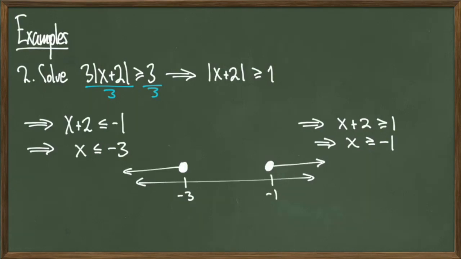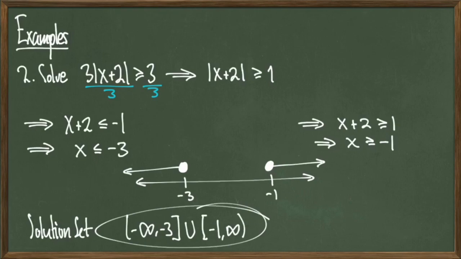Just like before, to help me read off my solution, I'll plot this information on the number line to give me the solution set of the interval negative infinity to negative 3, closed at negative 3, unioned with the interval from negative 1 to infinity, closed at negative 1.